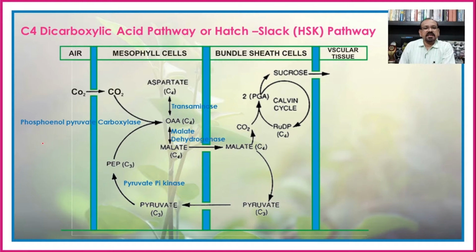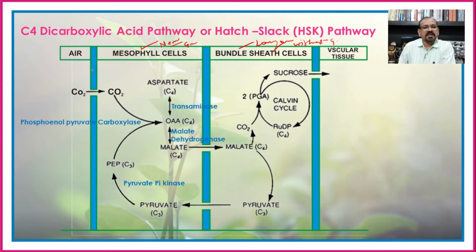Now, if you see these two different types of conditions that we have seen earlier, there is the presence of two different types of chloroplast. In the mesophyll cell, there are normal chloroplasts with grana, and in the bundle sheath cell, there are larger chloroplasts without grana. So this is the basic difference between the mesophyll cell and the bundle sheath cell on the basis of the type of chloroplast present in it.